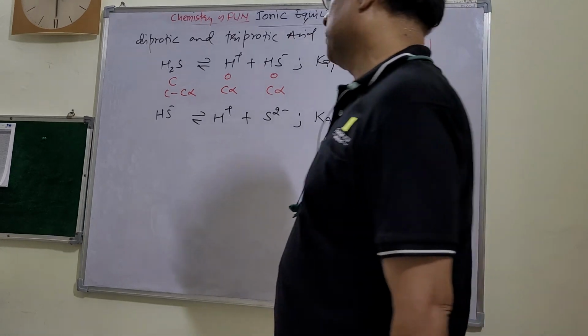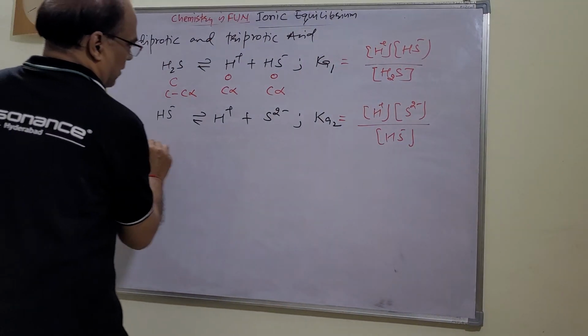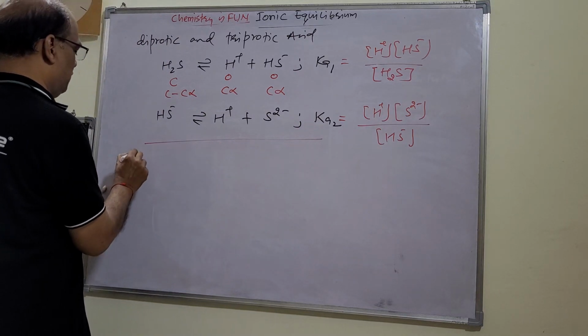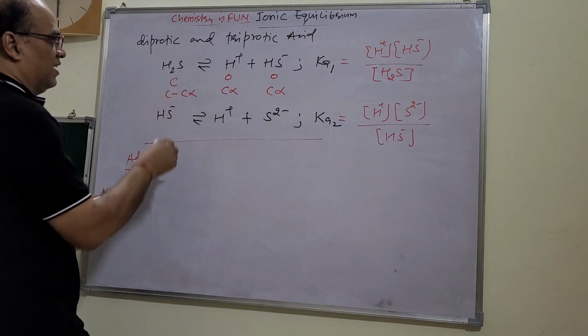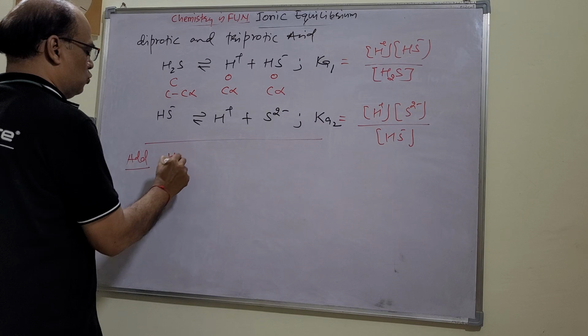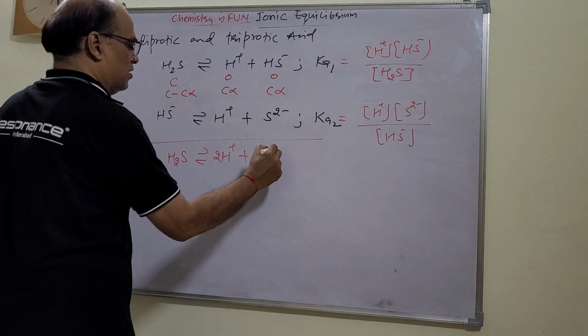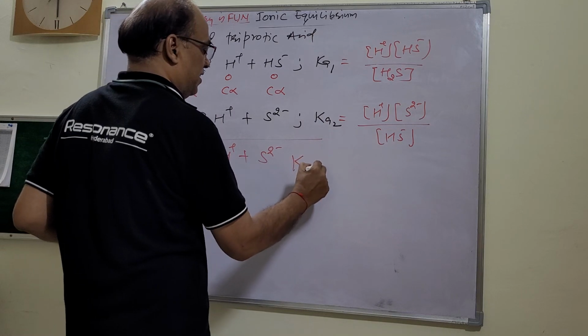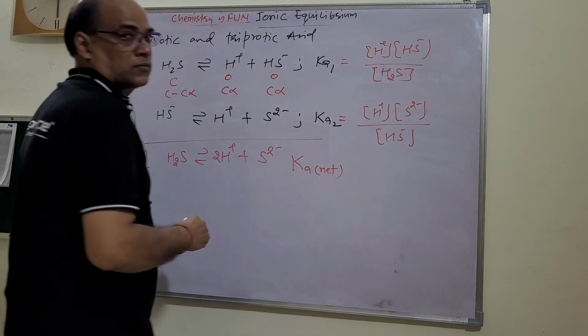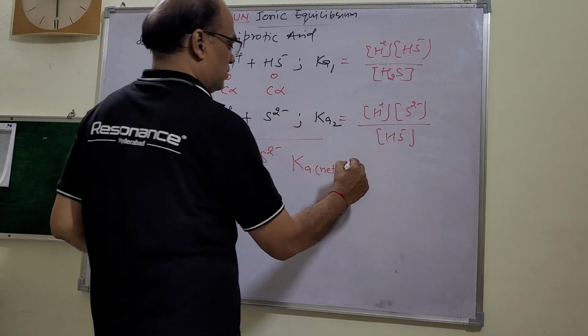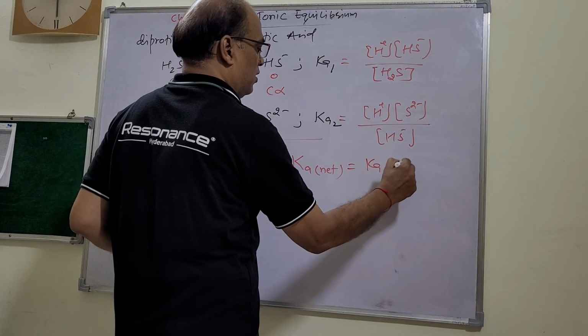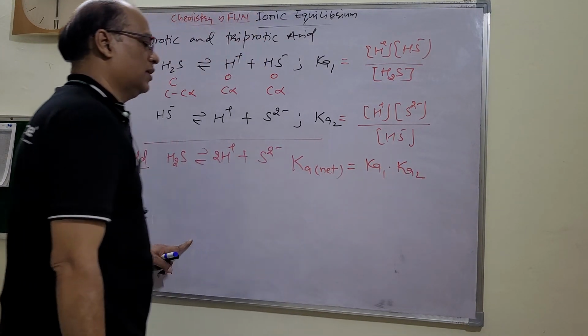Okay, from chemical equilibrium knowledge, if we add them, then we will get the final equilibrium, that is H2S changes to 2H plus plus S2 minus. We call it Ka net, Ka overall. That is basically equal to what? Ka1 into Ka2. Got it?